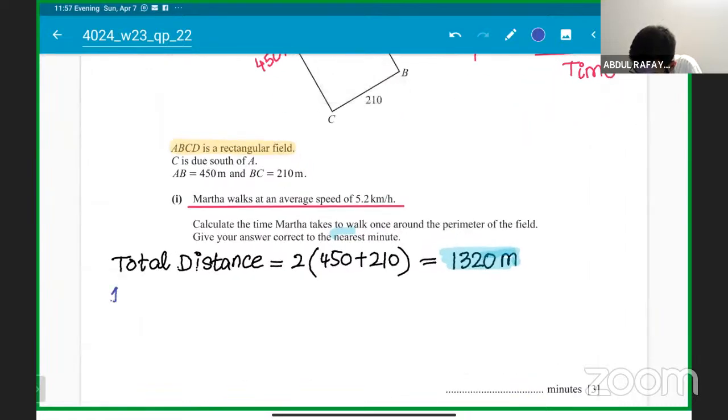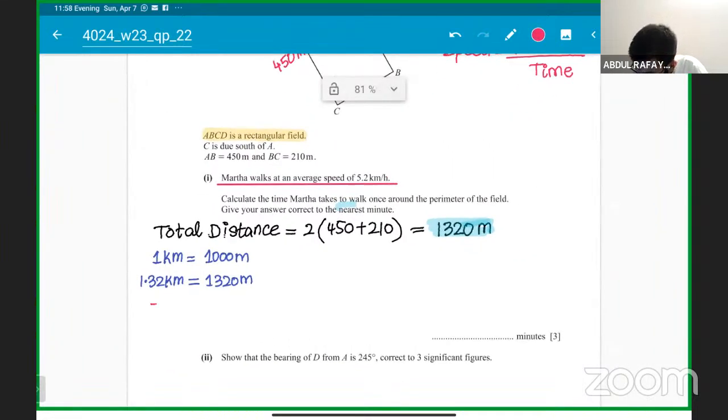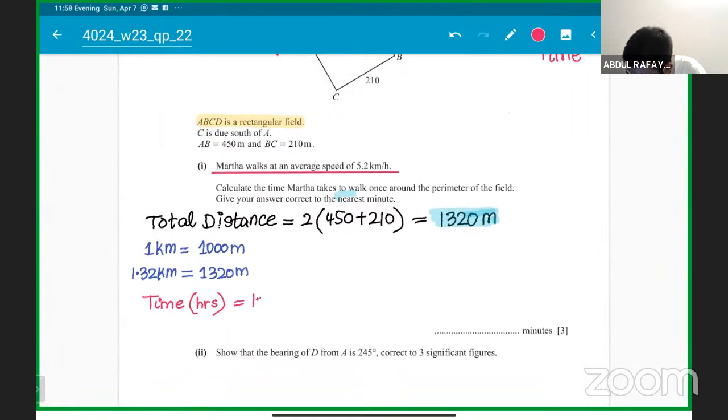We need to understand that 1 kilometer is 1000 meters. So for 1320 meters, 1320 divided by 1000 is 1.320, so we got 1.32 kilometers. Now we'll apply the formula. We'll get the time in hours because we are using the speed of 5.2 kilometers per hour. So time is equal to distance upon speed: 1.32 divided by 5.2 kilometers per hour.